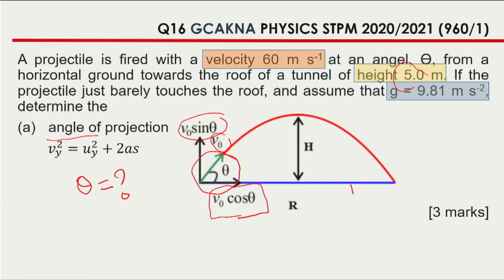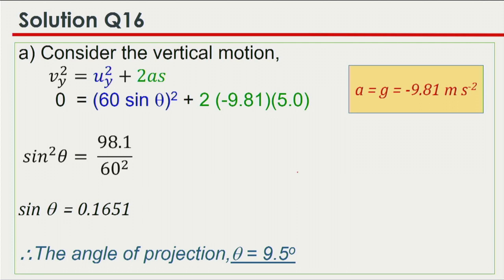Okay, also you can write as V naught. V naught and U is initial velocity. This is the maximum height. This is the range. Okay, so look at the solution for question 16A.